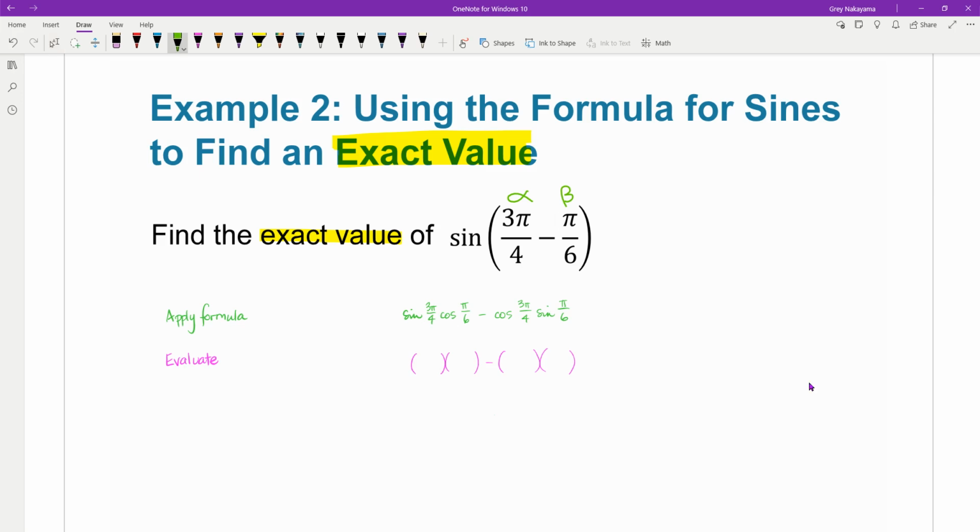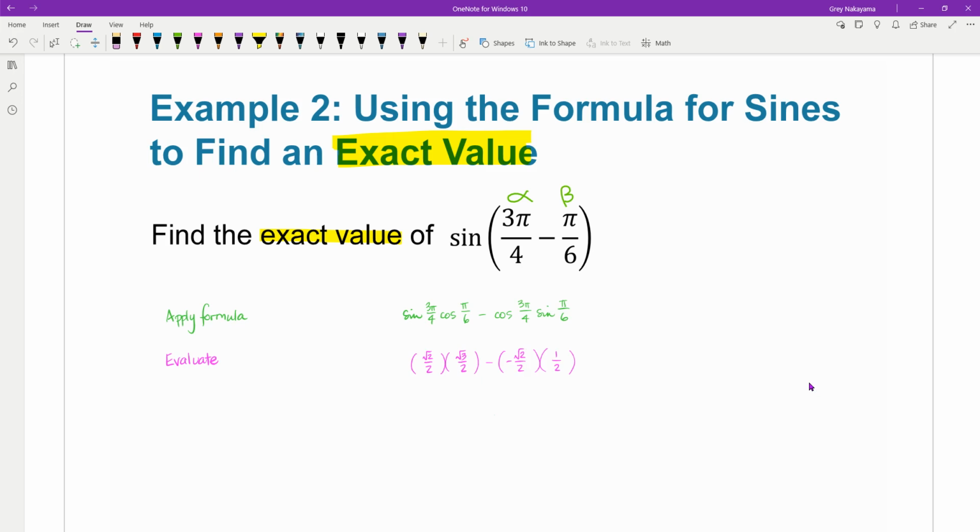What is the sine of 3 pi over 4? You know, it's square root of 2 over 2. What's the cosine of pi over 6? All right, you have your unit circle if you need it. Cosine of pi over 6, we just did, square root of 3 over 2. Cosine of 3 pi over 4, negative square root of 2 over 2, and the sine of pi over 6 is 1/2.